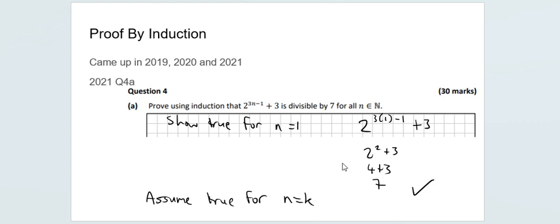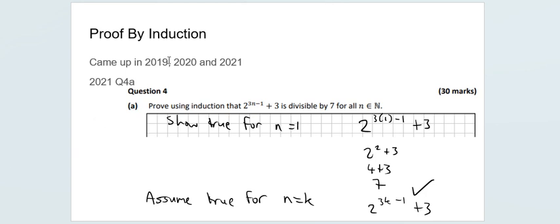So that'd be 2 to the power of 3k minus 1 plus 3, and then you show that it's true for n equals k plus 1. So there's a definite way of doing these. It's just learning it off and learning off the different types of ways that it can be asked. But I'll put a link to a full solution underneath, where I explain it a bit better and in a bit more detail.